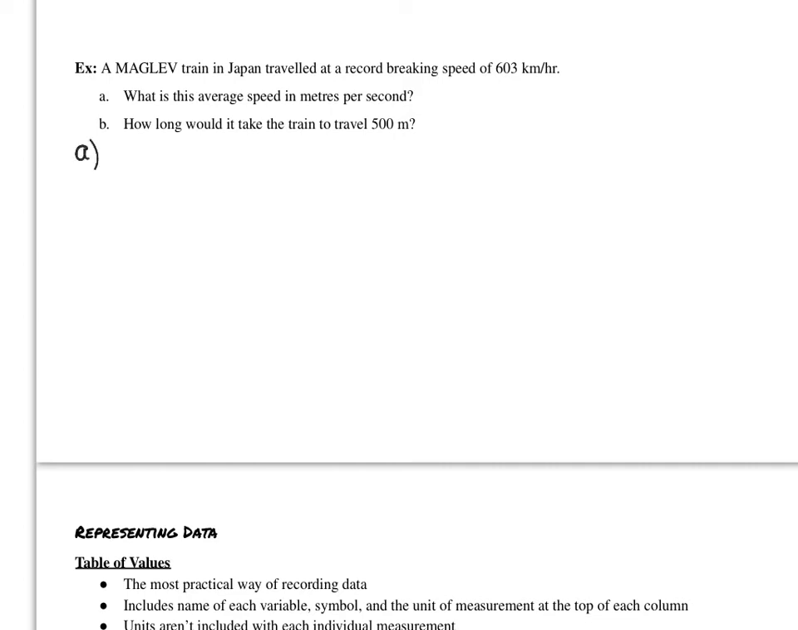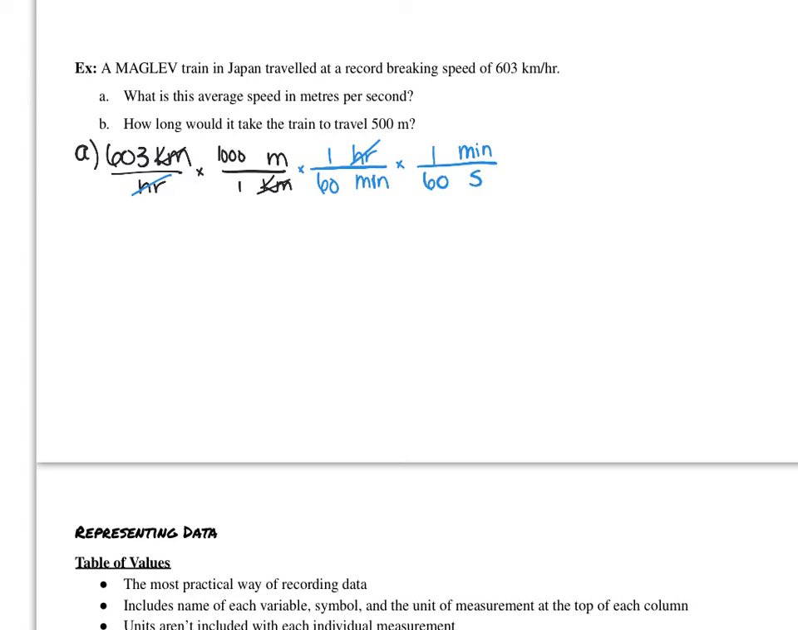So for A, 603 kilometers per hour. We need to cancel the unit of kilometers, so we'll put it on the bottom, and looking for meters. There are 1,000 meters in 1 kilometer, so the units of kilometer cancel. Now, if we're trying to cancel the units of hours, hours up top, minutes below, there are 60 minutes in 1 hour. The units of hour cancel. And we need to one more time cancel minutes and turn it into seconds. There are 60 seconds in 1 minute, and the unit of minutes cancel.